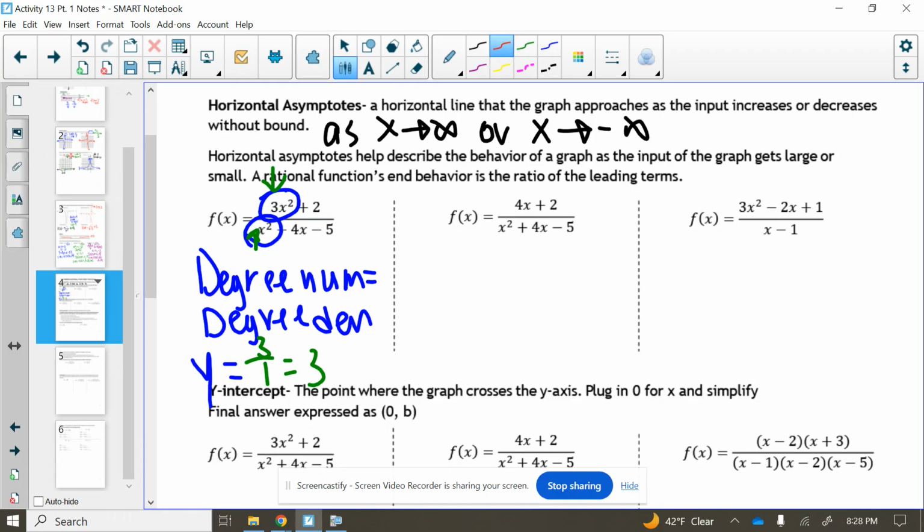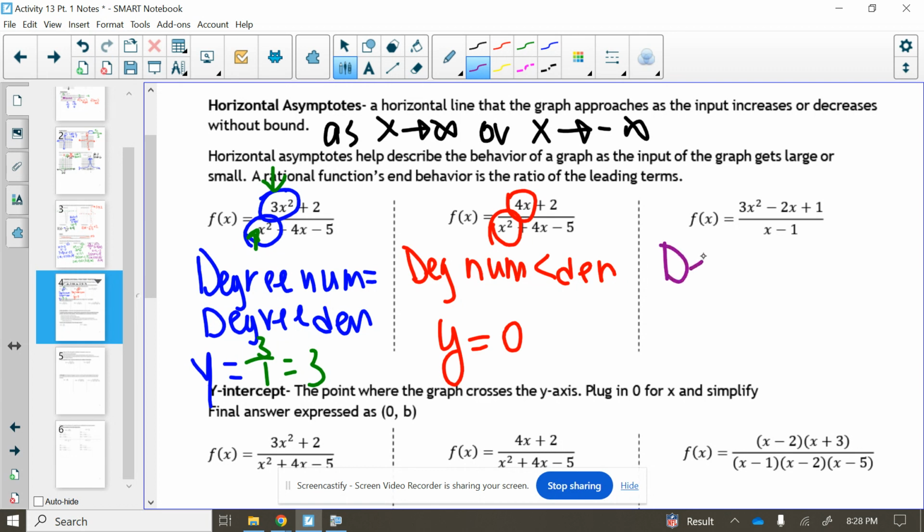In the second one, we have a degree in the numerator that is less than the degree of the denominator. So notice this is degree 1 versus degree 2. So when that happens, our horizontal asymptote is going to be at y equals 0. When the degree of the numerator is bigger than the degree of the denominator, what's going to happen is there is no horizontal asymptote. So you would just say there is none.